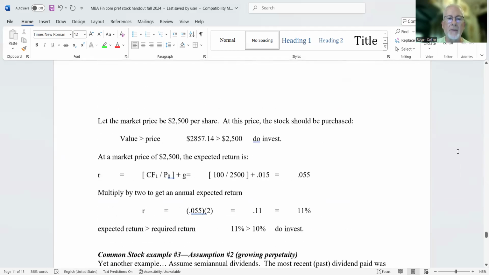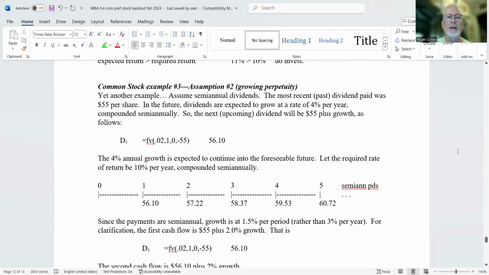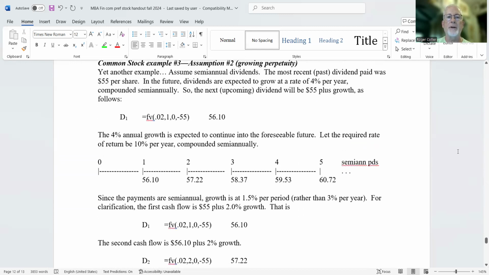Let's see. I'm going to skip that one. I'm going to go here. Example number 3. It's still a growing perpetuity. Right? We're assuming semi-annual dividends, but now notice that what I've given you is not the upcoming dividend, not the next one, not the upcoming one, but the most recent past dividend.